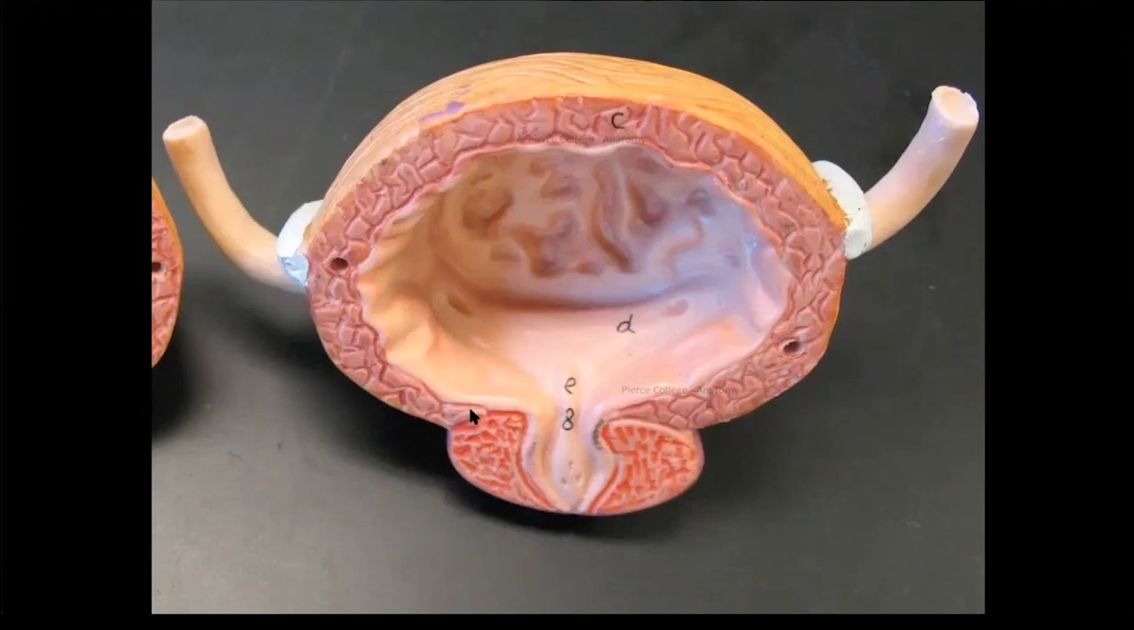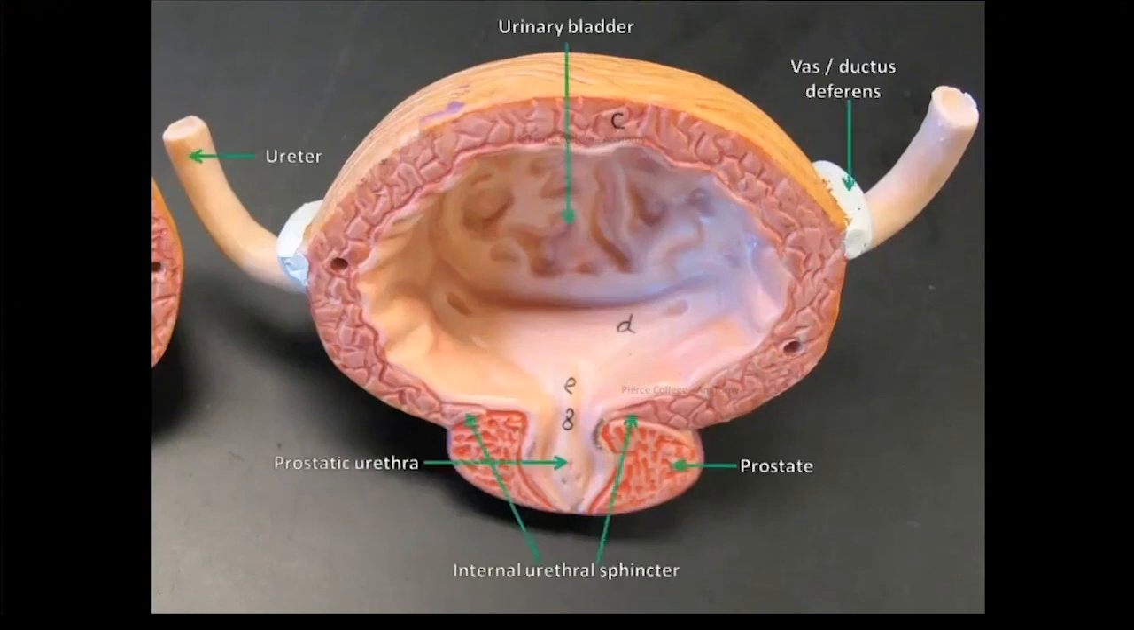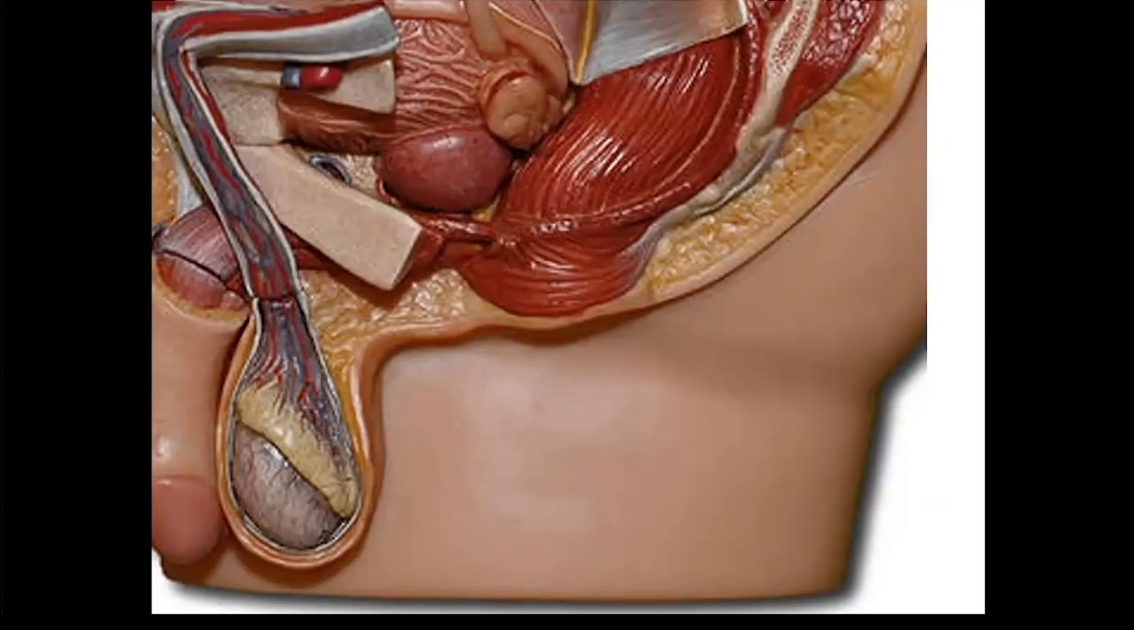The internal urethral sphincters will be located here and here. During ejaculation, they will contract to close off the opening into the prostatic urethra, preventing the urine from leaving the bladder. This concludes Module 2.